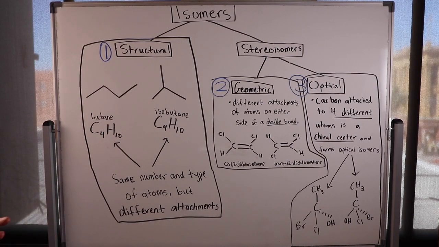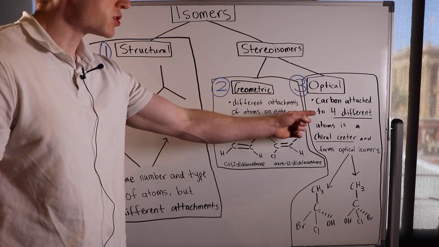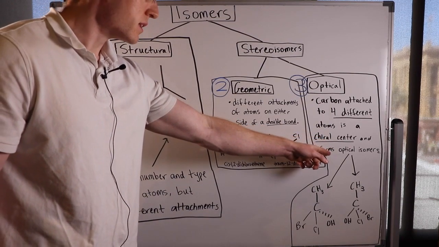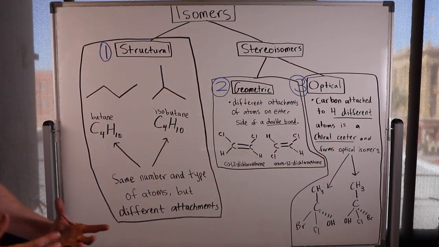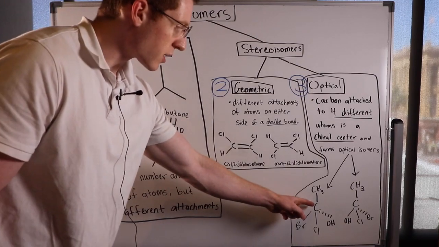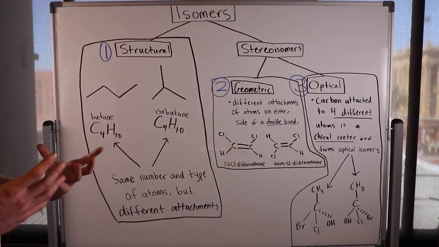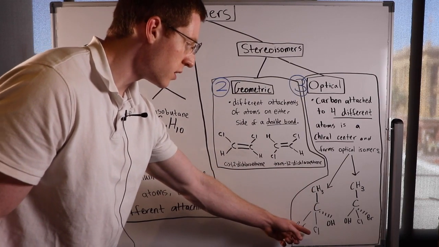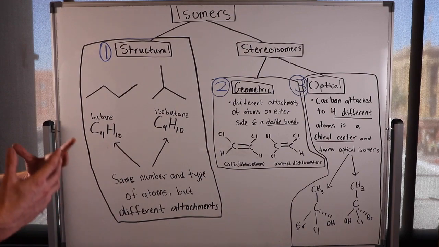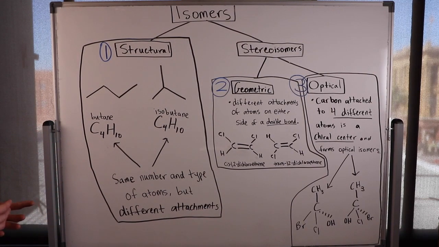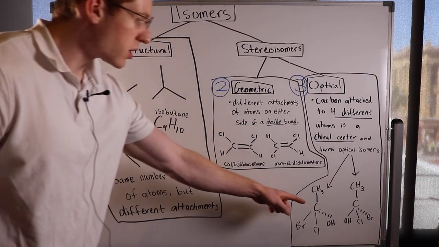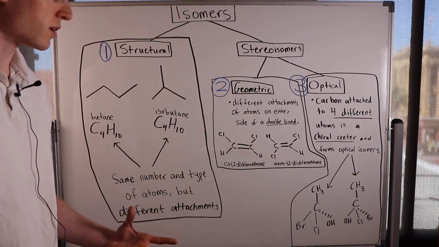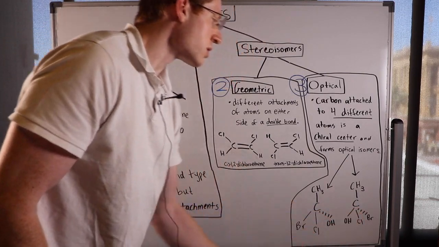So optical isomers. This is where you have a carbon attached to 4 different atoms and it creates something called a chiral center, and this forms optical isomers, pairs of optical isomers. So here you see we have a carbon attached to 4 different things. So here it's attached to a methyl group, a bromine, a chlorine, and a hydroxide group. There are 4 different things coming off of that carbon. And because of that, they form a chiral center around the carbon. On both of these carbons there's a chiral center, and these are what's known as optical isomers.